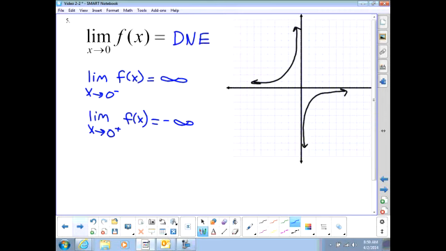And you can see that in the picture as well. On the left side of 0, we're going up. Right side of 0, we're going down. So therefore, the limit doesn't exist.